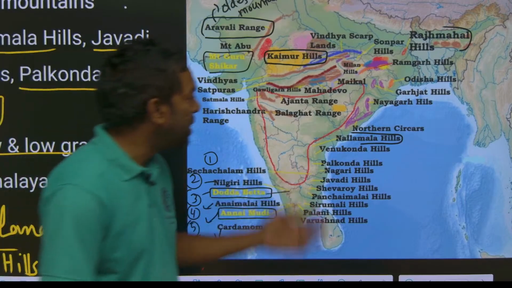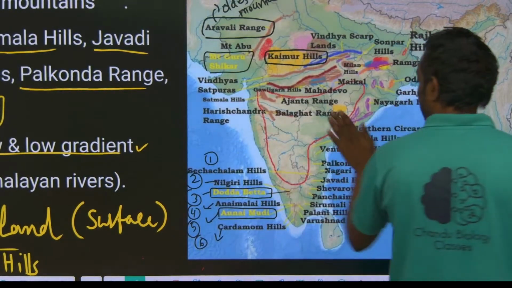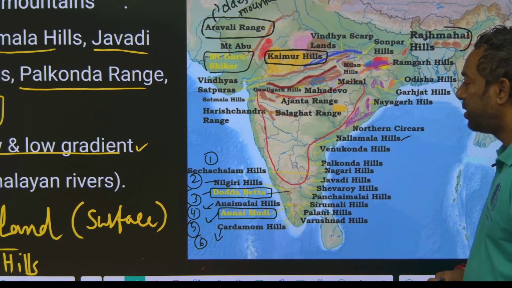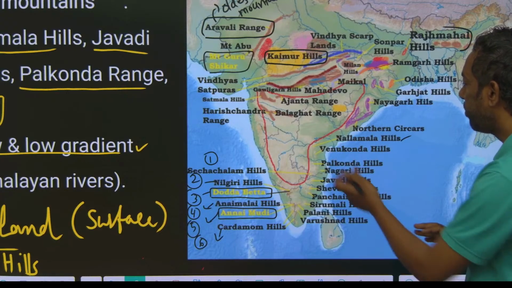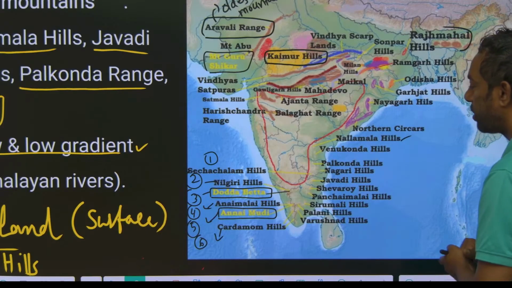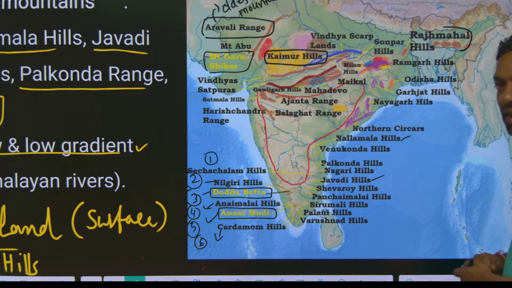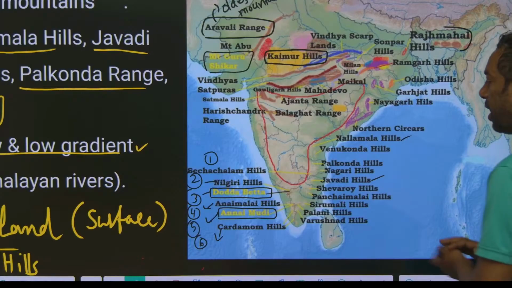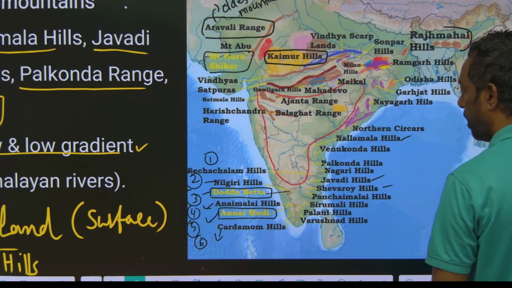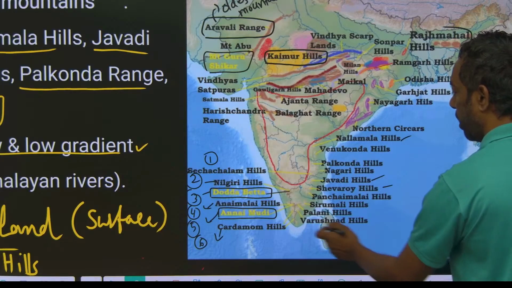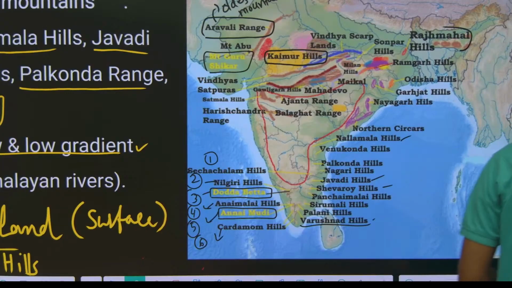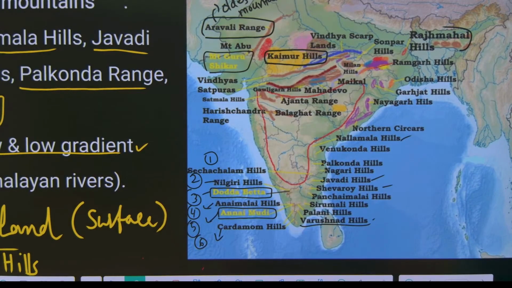If we come to the Eastern Ghats, the northeast is the Nallamalai Hills. They don't ask you about Venkonda Hills or Palkonda Hills. Javadi Hills are the most important next, and Chevaroy Hills. They can also ask you about Palani and Varsmudi Hills.